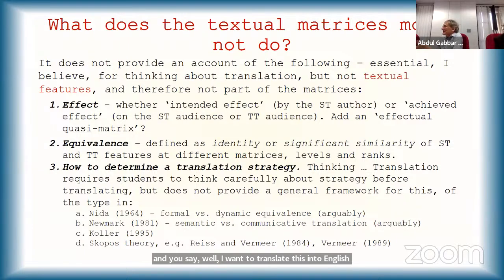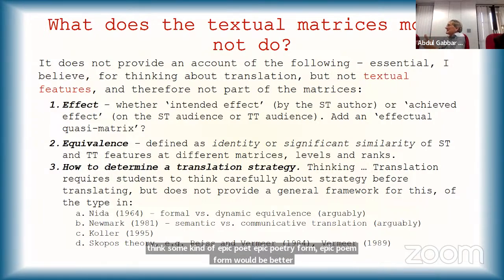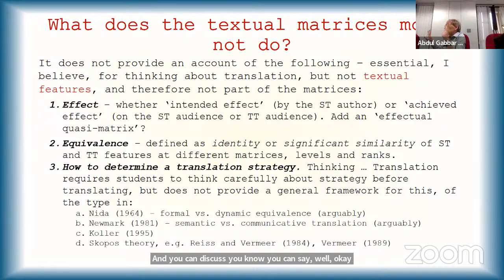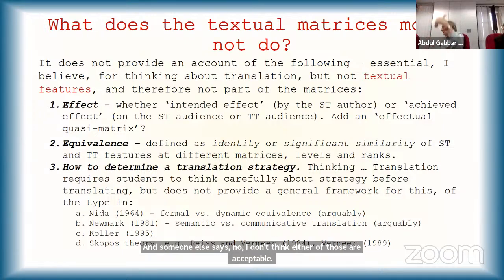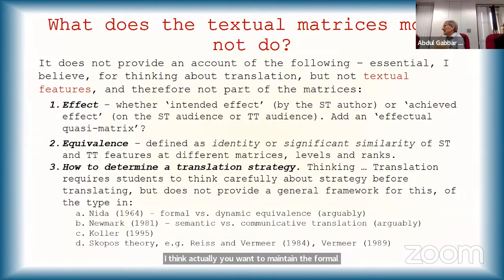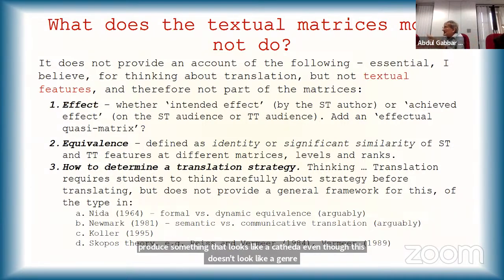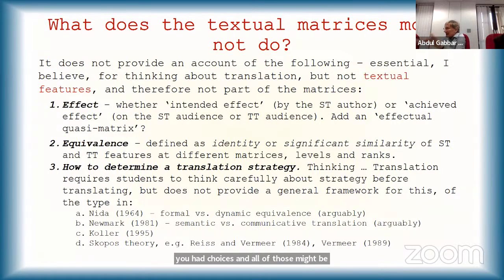And someone says the sonnet, and someone says, no, I think some kind of epic poem form would be better. And you can discuss. And someone else says, no, I don't think either of those are acceptable. I think actually you want to maintain the formal similarity and produce something that looks like a Qasida, even though this doesn't look like a genre, poetic genre in English. So you had choices, and all of those might be said to be significantly similar in different ways. But I think equivalence, therefore significant similarity, is important when you think about translation.